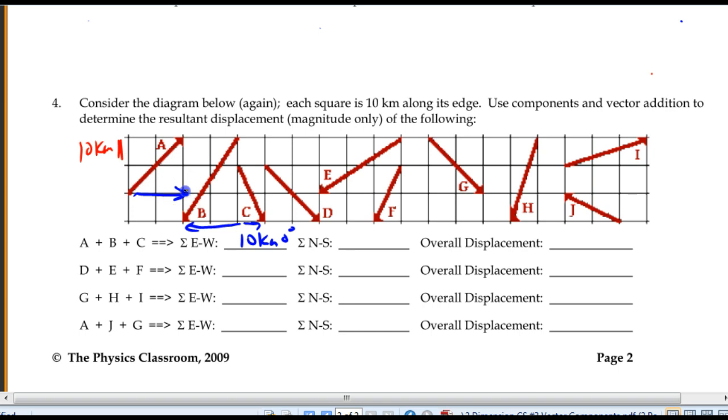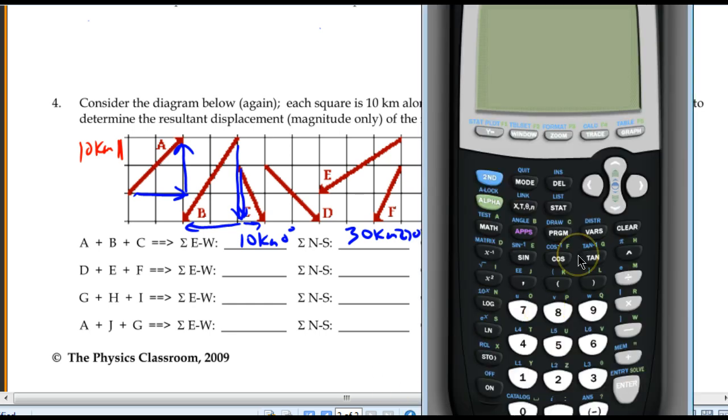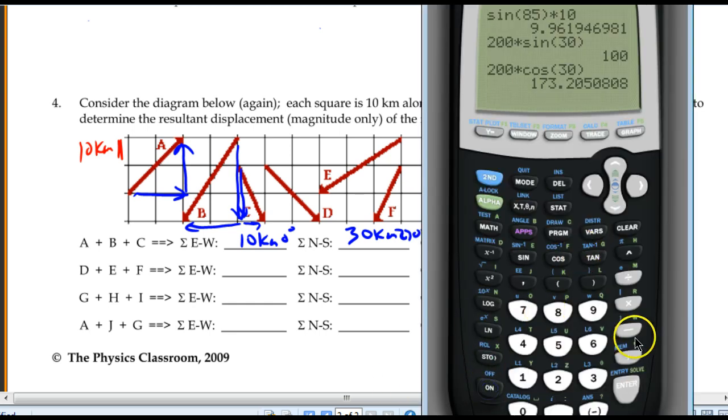North-south, we're up 20. Then we're down 30. So now we're down 10 overall. And then we're down 20 more for C. So we're down overall 30. That's at 270 degrees.